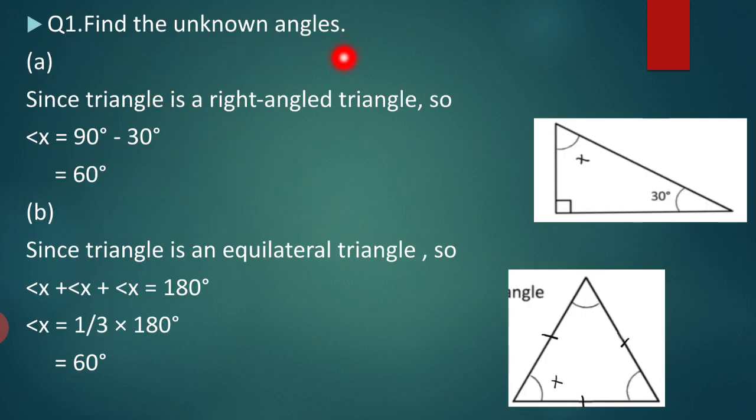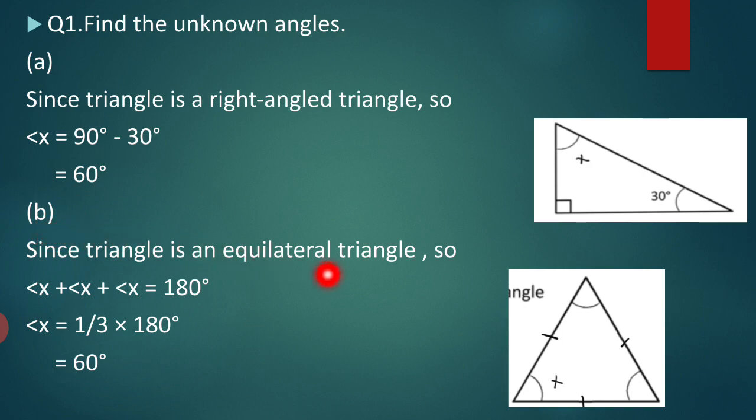Find the unknown angles. You can see the figure is about a right angle triangle. This is A part. What I have told you earlier, whenever the figure is about a right angle triangle, one angle is 90 degrees, this one, and subtract this known angle from 90 degrees, you will come to know what this unknown angle is. As you can see, angle x is equal to 90 degrees minus 30 degrees, which gives you 60 degrees.